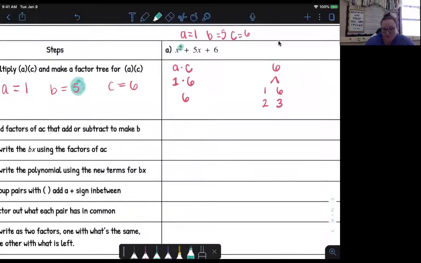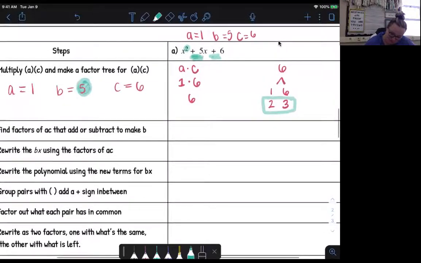Well, we could use 1 and 6 to get 5, and we can also use 2 and 3 to get 5. So what we're going to do is start with 2 and 3, because I know that if I add 2 and 3, I'll get this positive 5. I would have to subtract the 1 and 6, and that would involve a negative. Because all of these are positive, we have a positive 5x, we have a positive 6, I want to stick with positive numbers. So we're going to stick with positive 2 and 3.